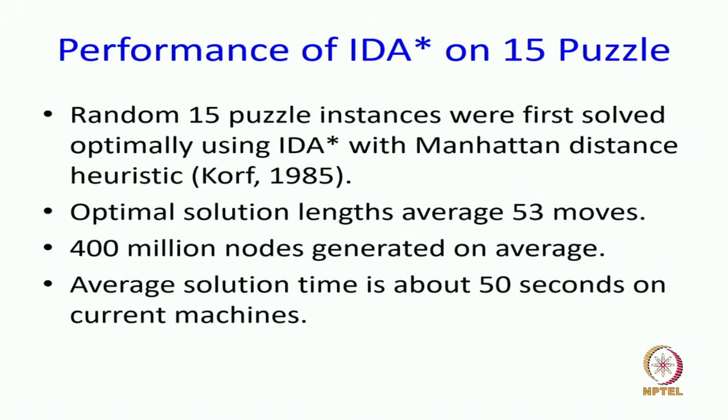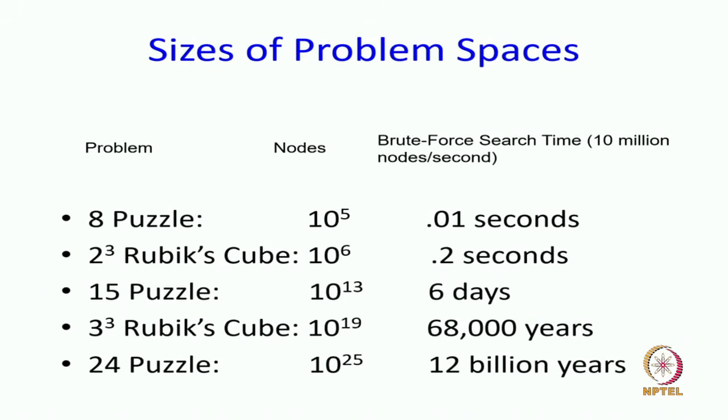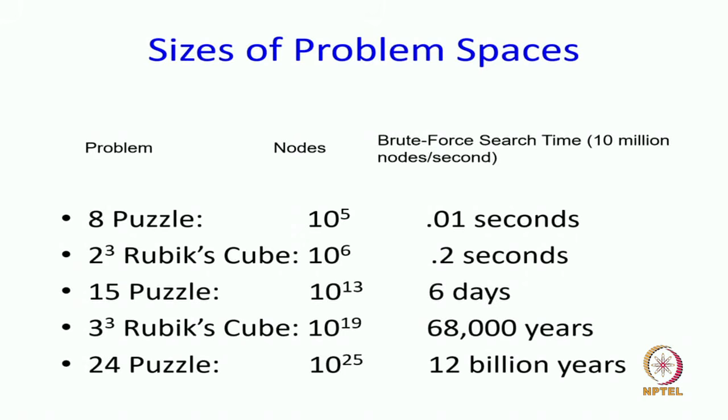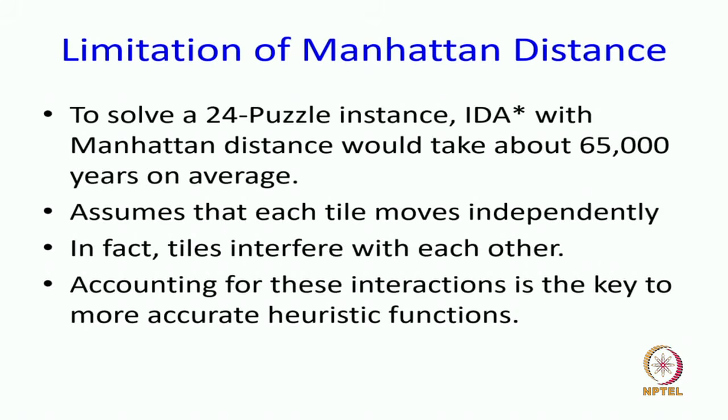But what about 24 puzzle, right. So, here 15 puzzle was 6 days, 24 puzzle was 12 billion years, 15 puzzle with Manhattan distance becomes 50 seconds, 6 days to 50 seconds, awesome. But what about 12 billion years to what in 24 puzzle? So, let us talk about Manhattan distance with 24 puzzle. IDA star with Manhattan distance would take about 65,000 years on average. Now, it is great, it is much better than 12 billion years, but you would not want to start a process right now and wait for it to finish someday.